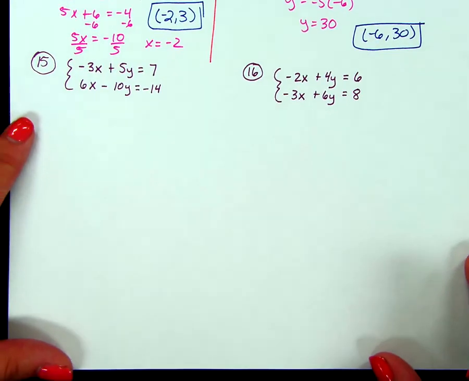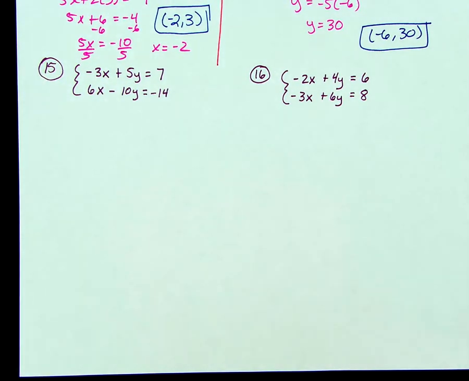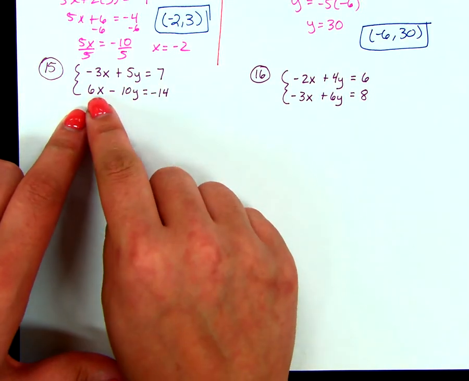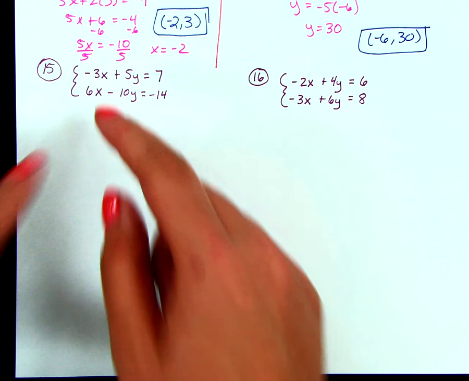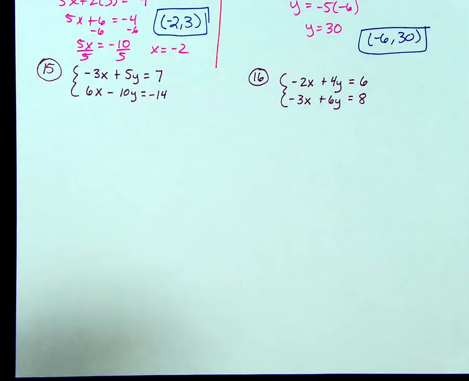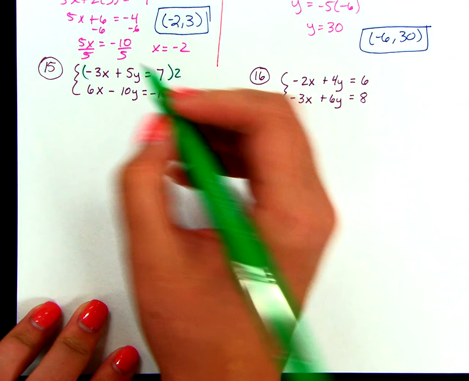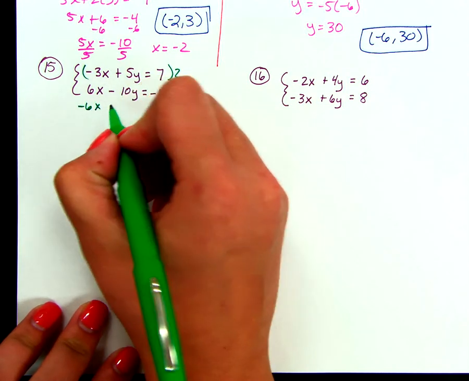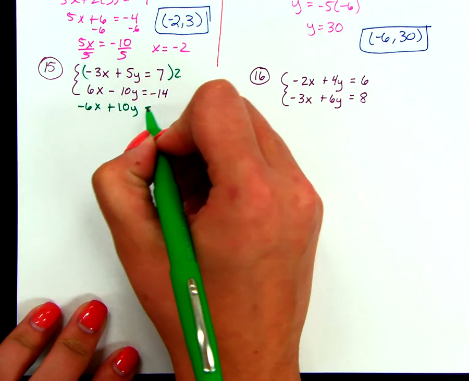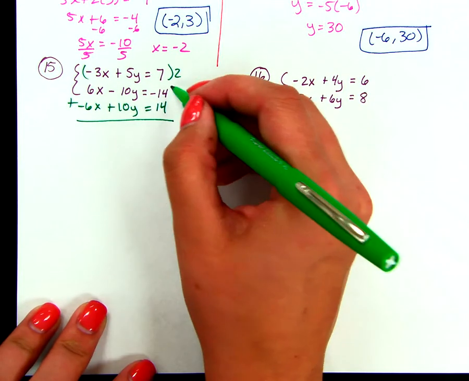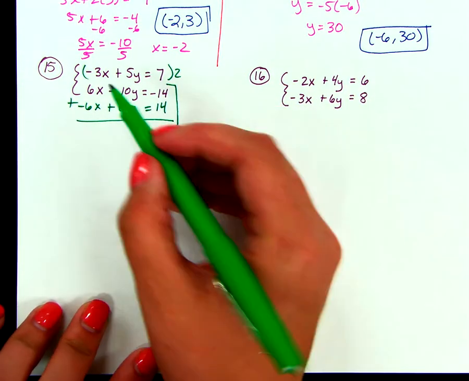All right, so as I look at the next problem, it looks like I can just take this top equation times 2, and that will give me 6. So when I add it, those would add to be 0. So I'm going to use elimination for this one. So again, top one times 2. So -6x plus 10y equals 14. Adding those together. So again, this one and that one.